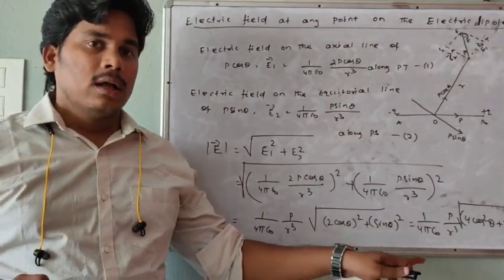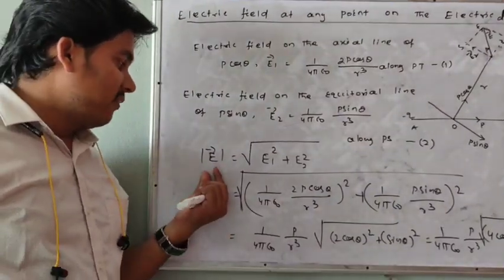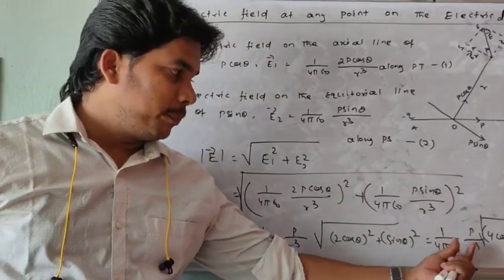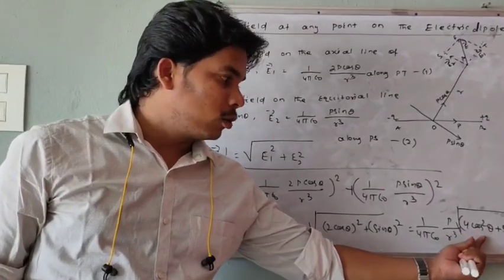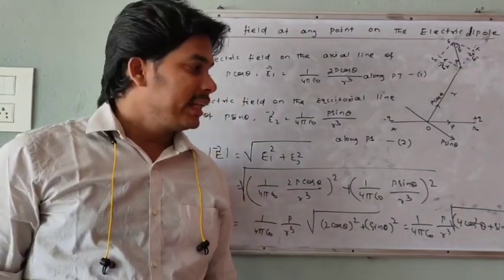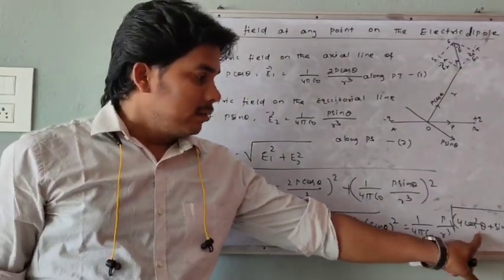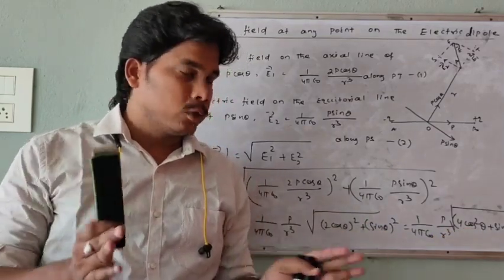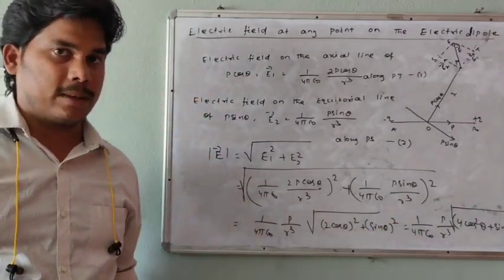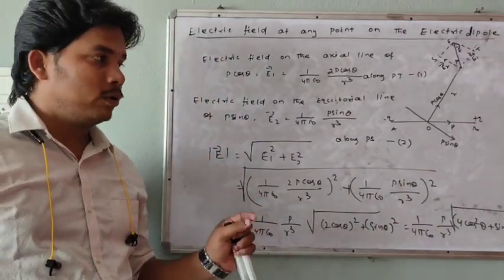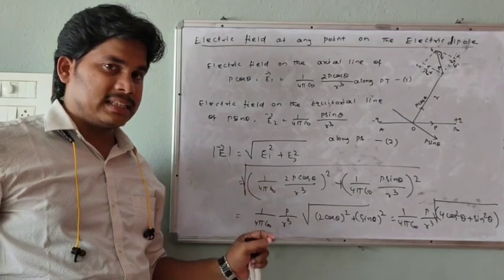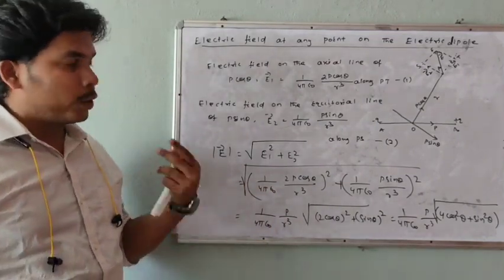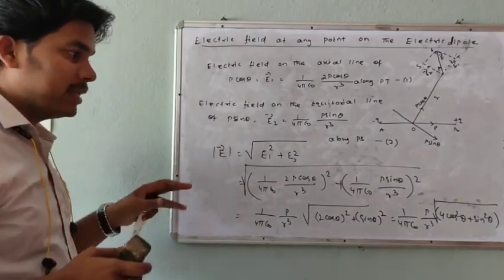Understood this much? The resultant electric field intensity is 1 by 4 pi epsilon naught P by r cube root over 4 cos squared theta plus sin squared theta. Now the 4 cos squared theta will be split into cos squared theta plus 3 cos squared theta. For that, I request you to kindly note this. I am erasing now, so just pause your video. You can note this one, and we will continue here also.